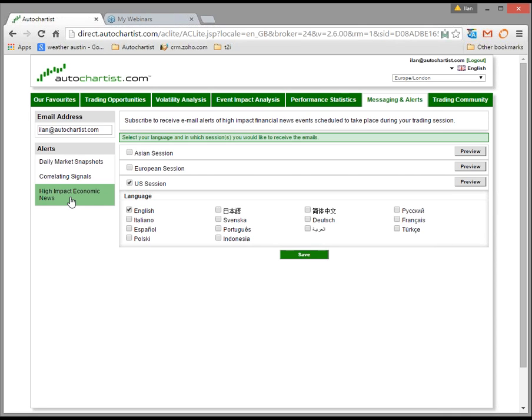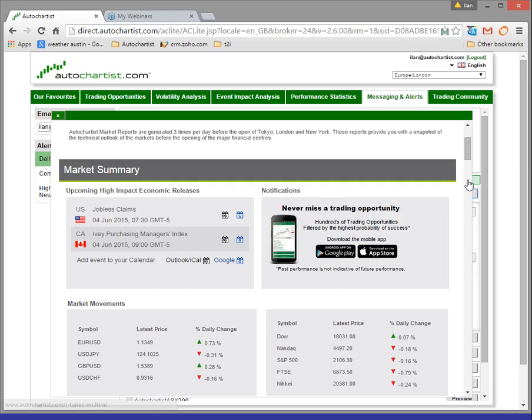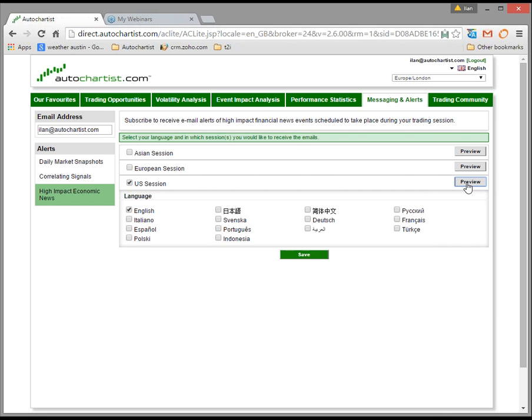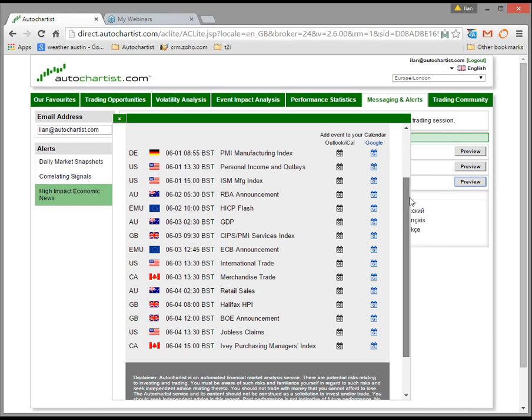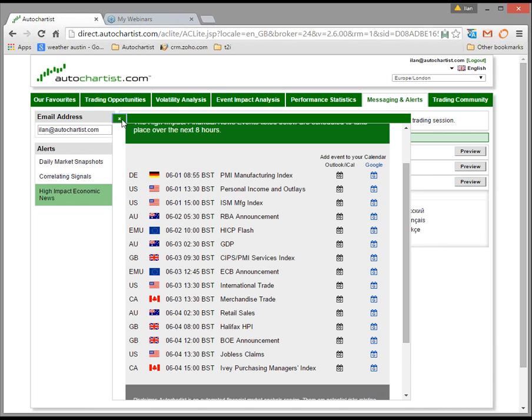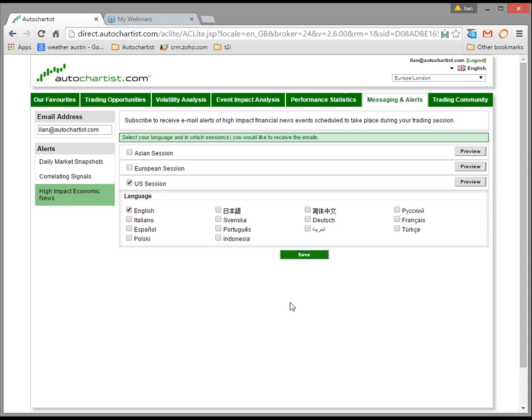And the last type of email alert you can get is a high impact news event alert. That's the same kind of thing that you get in your market report, except over the next hour, the high impact stuff coming up over the next hour. So you can get alerted of those in your inbox as well.